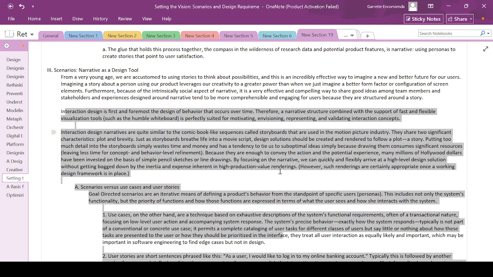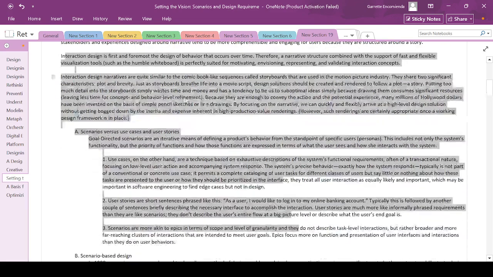So, interaction design is actually complex because it occurs over a period of time with different devices across different people. Therefore, a simple tool will help simplify that complexity, such as a humble whiteboard that could easily be undone instead of inflexible code. Interaction design narratives are quite similar to the comic book-like sequences called storyboards that are used in the motion picture industry.